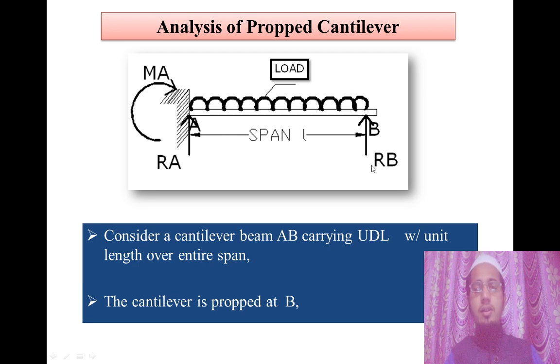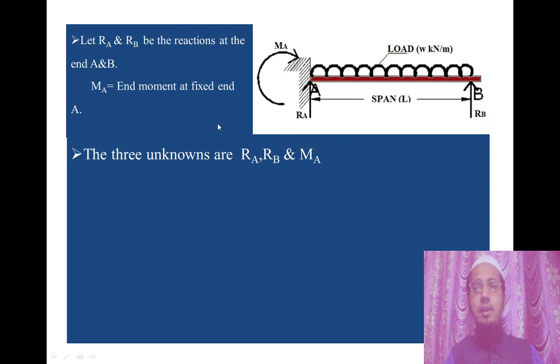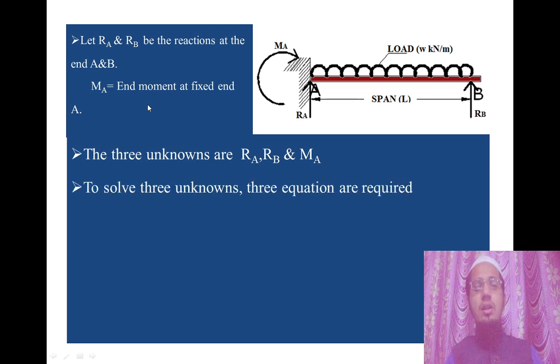Now there will be 3 unknown forces: RB, the upward reaction at the prop support, RA, the upward reaction at the fixed support, and the fixed end moment at A. In the figure you can see RA, RB and MA; these are the unknown reactions we have to find, and MA is nothing but the fixed end moment at the fixed end A. These 3 unknowns require 3 equations to solve, but we know in our case there are only 2 equations.